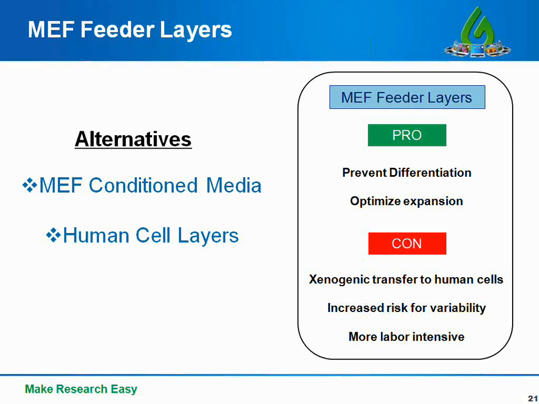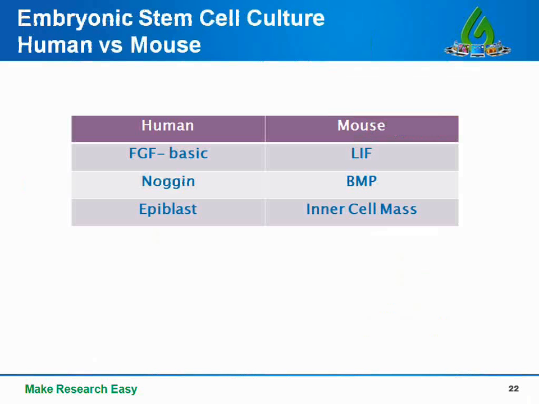Now, this could be difficult to pinpoint exactly what type of cytokines and growth factors are excreted from MEF feeder cell lines that provide this environment of undifferentiation. However, studies do suggest that fibroblast growth factor basic and noggin help promote undifferentiated embryonic expansion, as well as there are a few human feeder cell lines that can help eliminate the risk of xenogenic contamination.